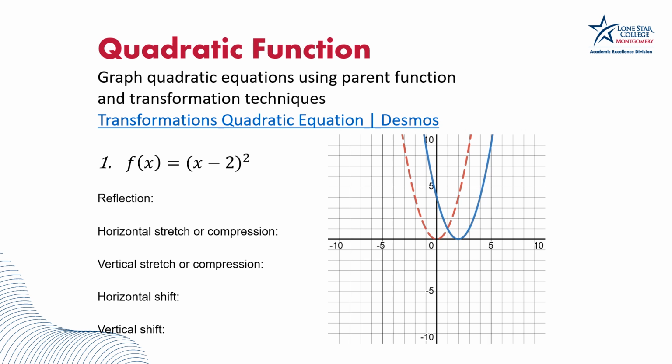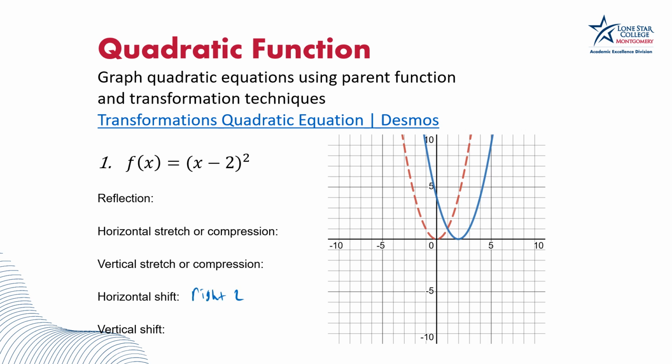Now, for this particular example, f of x equals x minus 2 squared, notice the minus 2. That minus 2 on the inside of the parentheses represents a horizontal shift, horizontal being either going left or right, and the sign is important in determining if it goes left or right. For horizontal shift, the sign is always opposite what direction it's going. So if it's saying minus 2, it's actually going to the right 2.